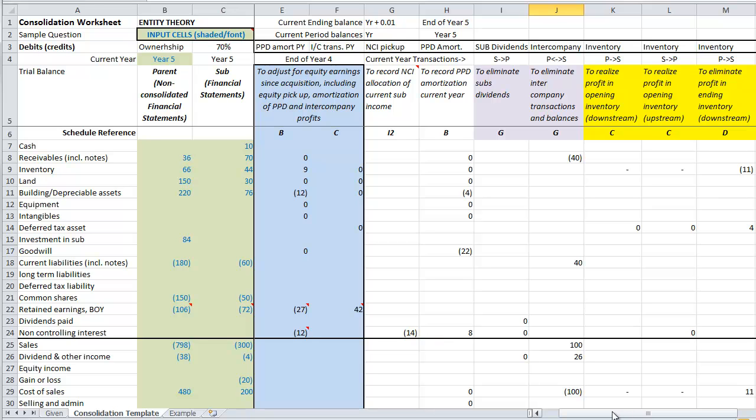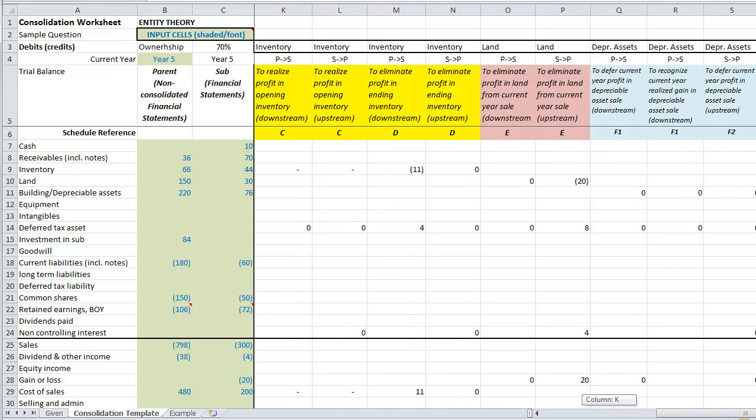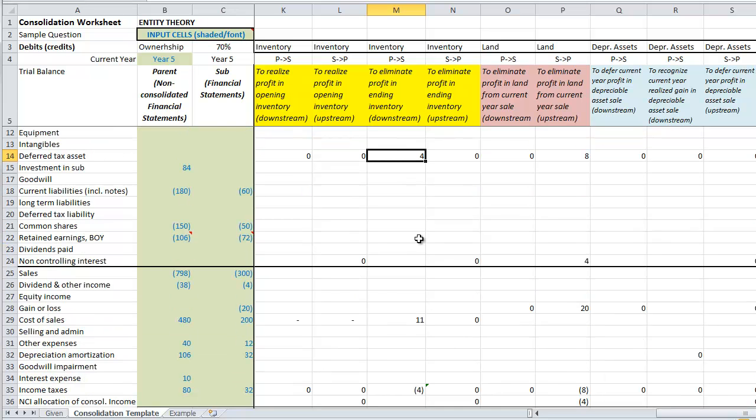Columns K and L are used to eliminate profit and opening inventory, in which case we didn't have any in this particular question. So we move across to the balance of the adjustments. And in column M, you can see that we have to adjust for the inventory still held by the subsidiary that was sold to it by the parent, as well as the deferred tax implications associated with that.